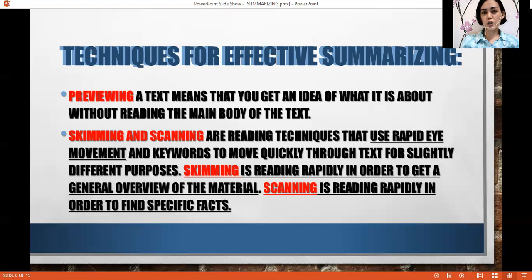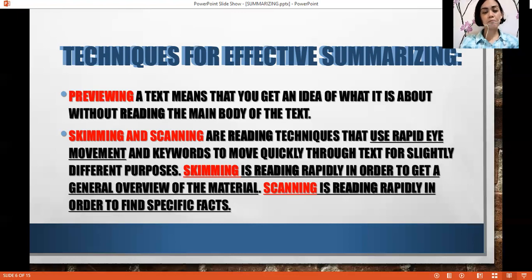Of course, you have to consider the date of publication. It should be 5 years, not later than 5 years. So if it's 2020, it should be 2015, the most. Okay, so that is skimming, looking at the general overview of the material. I hope that is clear.